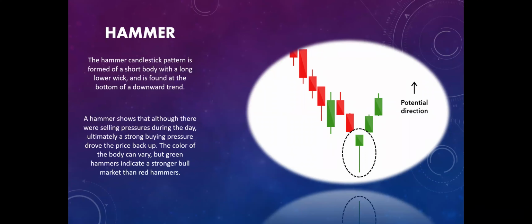All right, the first one we're going to talk about is the hammer. The hammer candlestick pattern is formed of a short body with a long lower wick. As you see right here, usually we form this candle when we're in a downtrend and now we're going to flip to an uptrend. You will see a long wick from the bottom, then a full green body on the top, which means that at some point, this candle was a huge red candle. It hit this point and it reversed all the way up here.